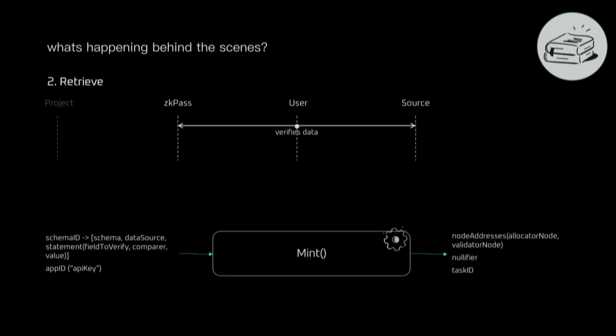Essentially, after you've defined the schema for the data you're retrieving, you provide the schema to the protocol, and it returns node addresses, which contain an allocator node and a validator node, and also hashes of these node addresses, a nullifier that was generated to prevent redundant duplicates, and a task ID that was allocated, which the allocator uses to tell the user which validator they have to interact with.